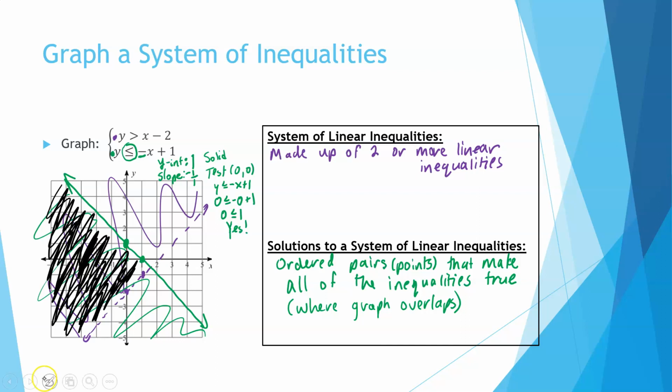So anywhere in that region that I just shaded darker in black would be a solution to the system. So for example, I could say that the point -2, 0 is a solution to the system. I could say that -4, 3 is a solution. Those work. The point 2, 3, though, is not a solution. The point 1, -4 is not a solution.